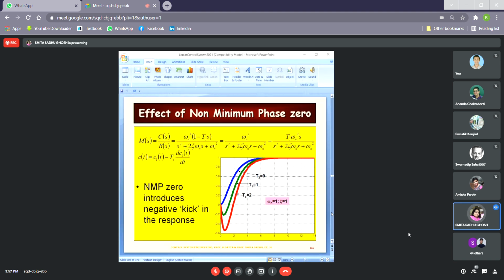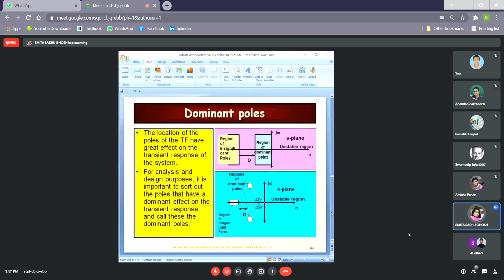So I have just one small portion to cover before I finish off for the day. That is the concept of dominant poles. Now, just before this, I have told you about the effect of addition of one pole to the second order transfer function, etc. And I've told you that relative to the complex conjugate pole pair real part, the real pole value is larger. Now, how large is large and how small is small, that is something which is relative. So that is what is dealt with over here. Now, the location of the poles of the transfer function has great effect on the transient response of the system that we've seen.